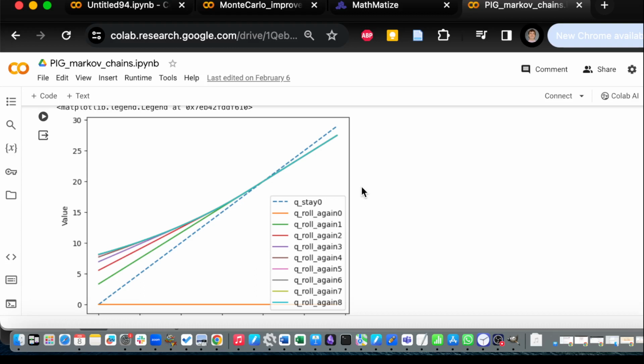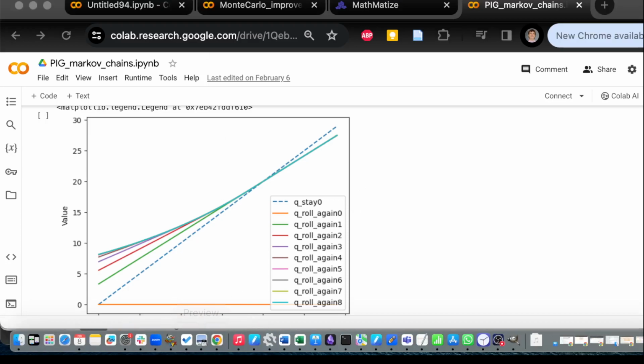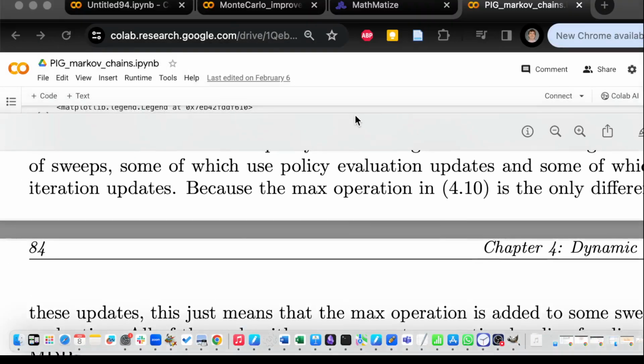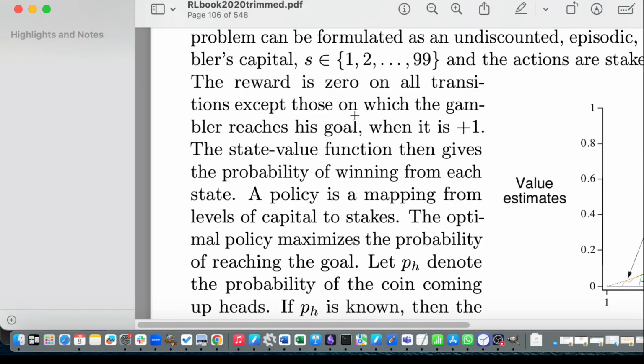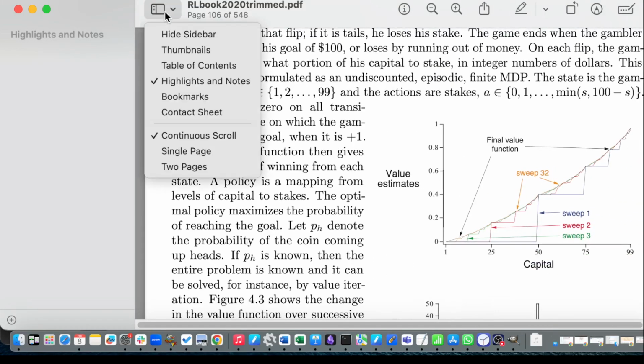We're going to do a problem you've seen before, and one that's also in the textbook, and that is the gambler's problem. Let me show you what the textbook says about the gambler's problem. So here is the textbook gambler's problem. Can I hide the sidebar?